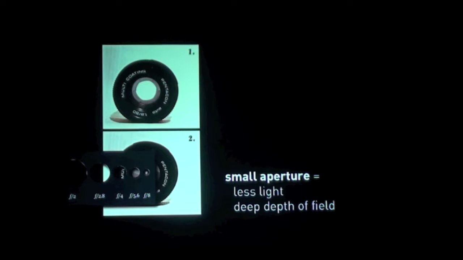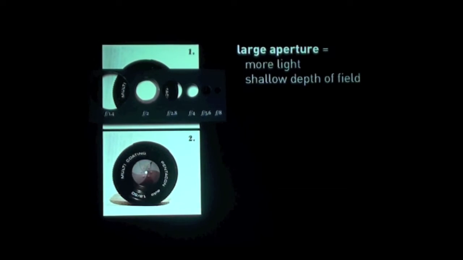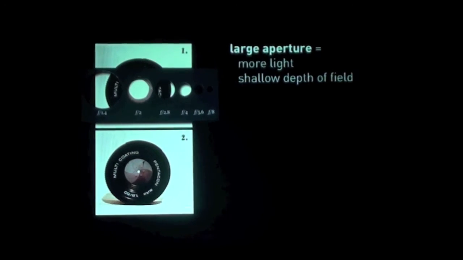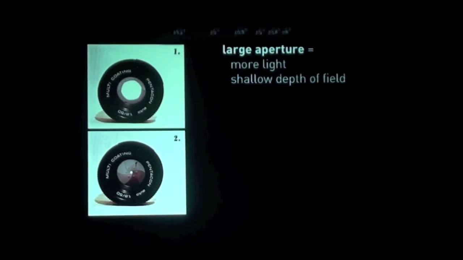In this case, 1/8 of the width of the lens makes the light rays more parallel, and therefore the depth of field that gets in focus is much larger, but it lets in a lot less light. A large aperture means more light gets in, so you can take faster shots, but your depth of field is shallow. You have to play with these things as you're shooting.